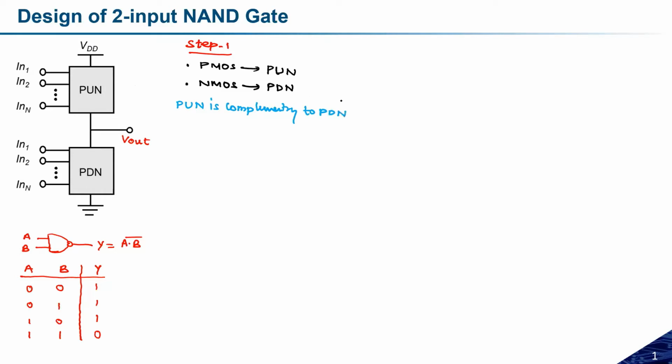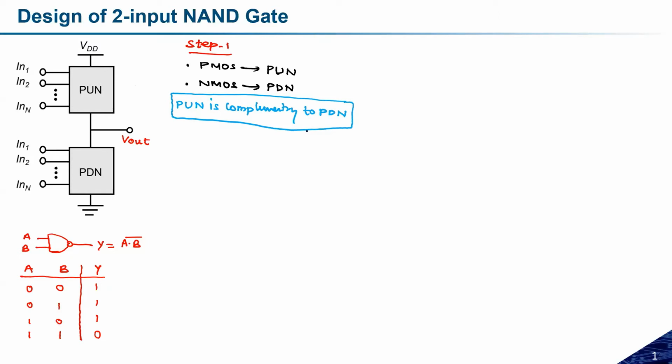Okay, so this is really very important that we should understand. What does it mean? It means that if the pull-up network is in the series combination, the pull-down network will be in the parallel combination, and vice versa. Similarly, there may be some possibilities like the pull-up and the pull-down network being in a mixed combination, where there could be some series and some parallel combinations.